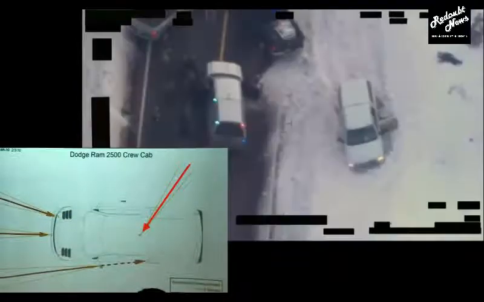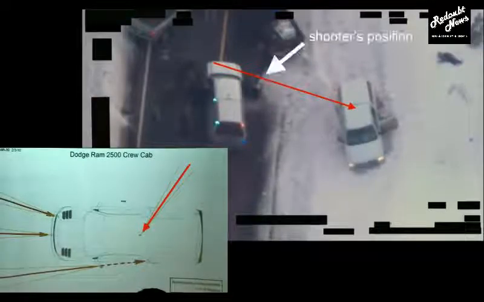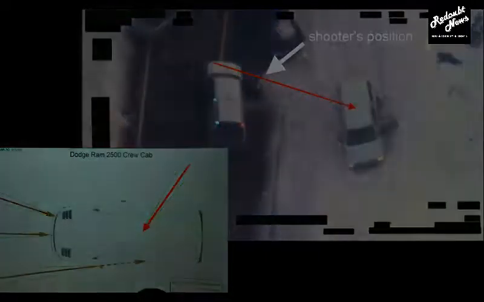Here is the view from another angle. This is the position of the shooter. Now the shooter will be identified. There is only one officer that is in a position where he could have fired these shots, given their trajectory.